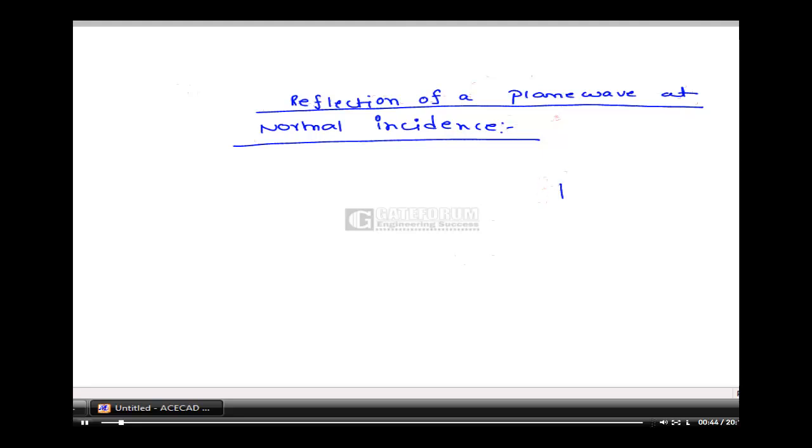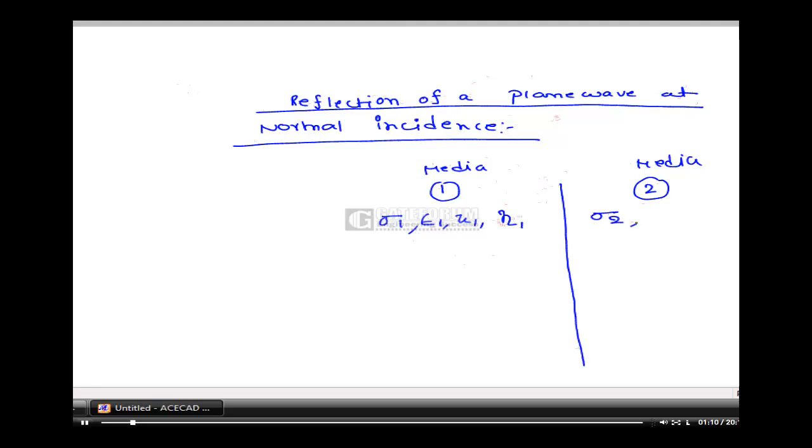Suppose I am considering two media. This is medium 1, medium 2, two different media. The properties of medium 1 are some conductivity sigma 1, epsilon 1, mu 1, and intrinsic impedance eta 1. Similarly, medium 2 has sigma 2, epsilon 2, mu 2, and intrinsic impedance eta 2. That is two different properties.